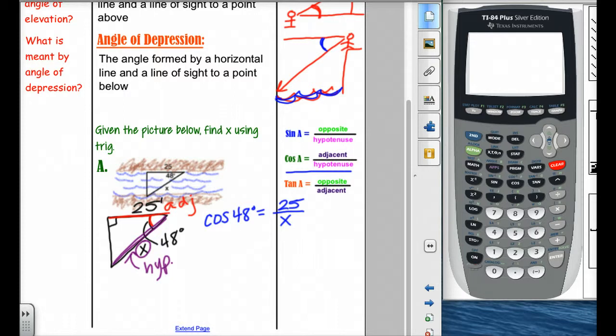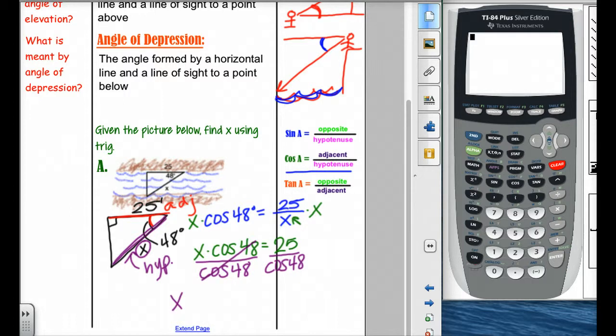Now, to solve this, and you saw some problems similar to this in yesterday's lesson, I have x in the denominator. It can't be in the denominator, so I can't just divide by 25, because it's being divided by x, not by 25. So I'm going to start by multiplying by x on both sides, which gives me x times the cosine of 48 degrees equal to 25. Now I want to get that x alone because that's what I'm trying to find, so I am going to divide both sides by the cosine of 48 degrees. And now when I do that, I'm left with x.